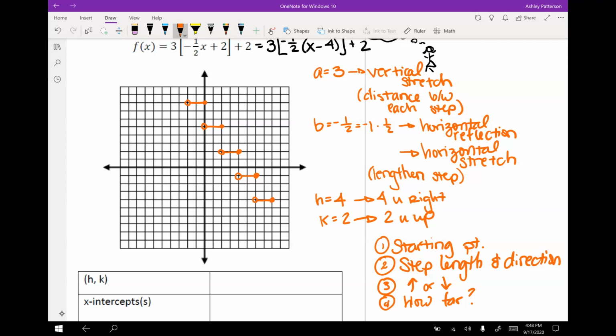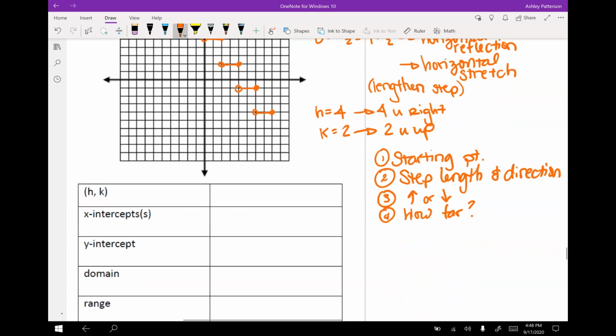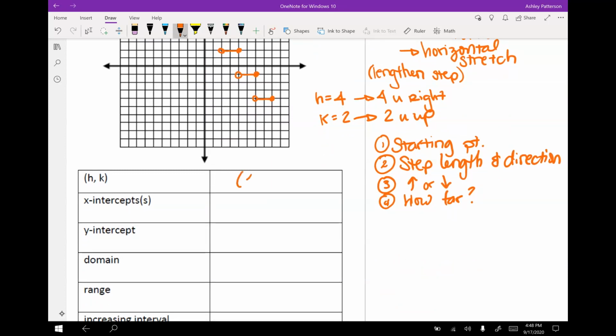So if there's a negative on the outside of the bracket or inside the bracket, it causes us to go down to the next step. The horizontal reflection causes us to have a closed circle at our starting point and then extend left to the open circle. That's the difference. All right, so HK, we wrote it down, we graphed it. We know that it is 4, 2.